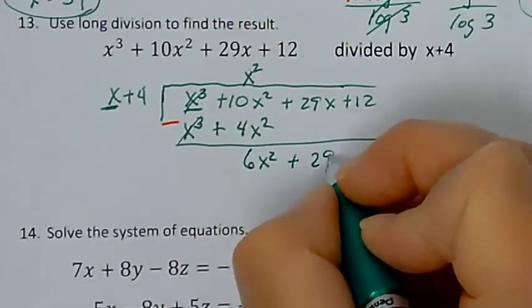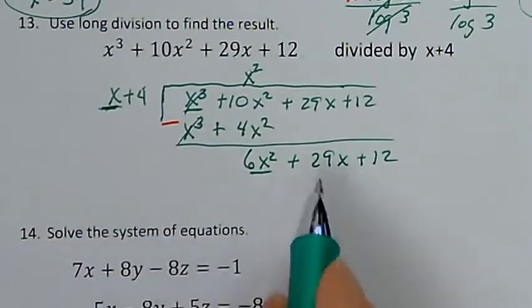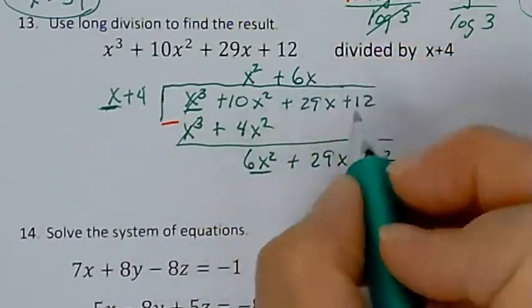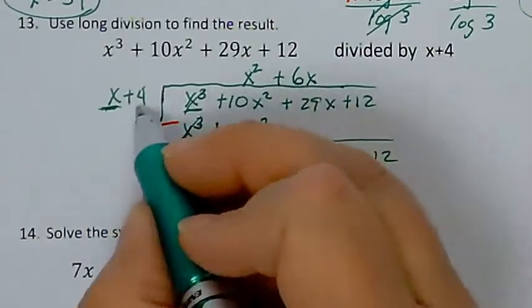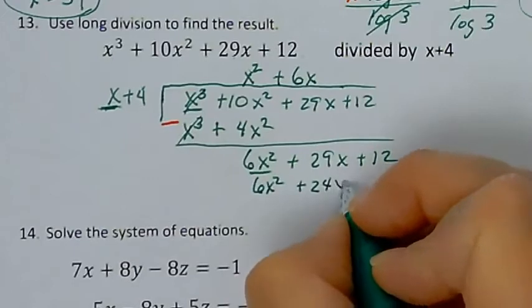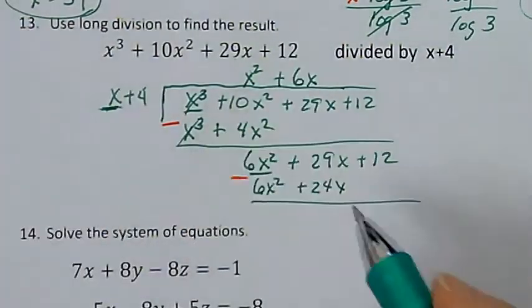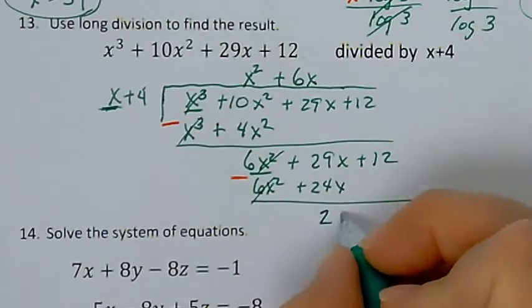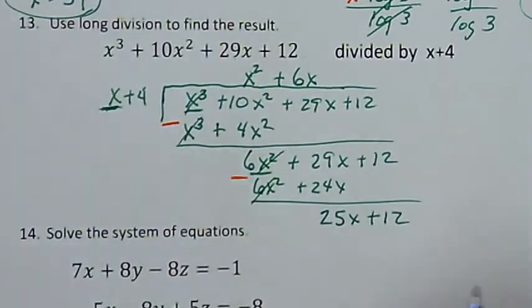Now I want to decide, what do I multiply times x to get 6x squared? And that is 6x. 6x times x is 6x squared. And 6x times 4 is 24x. And then I'm going to subtract. And what should happen when I subtract is these should cancel. 29 minus 24 is 5x. Bring down the 12. Now I want to see, what would I multiply times x to get 5x, and that would be 5.